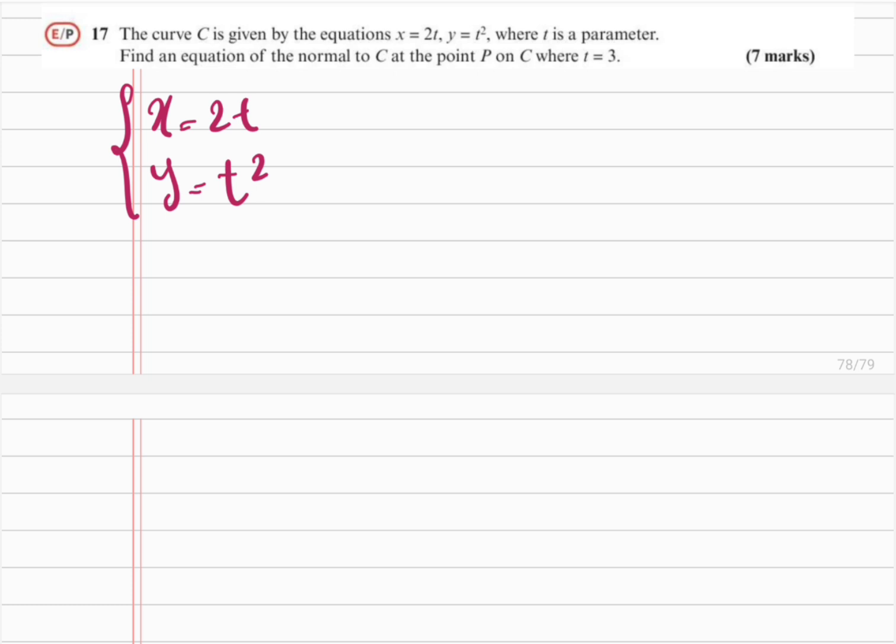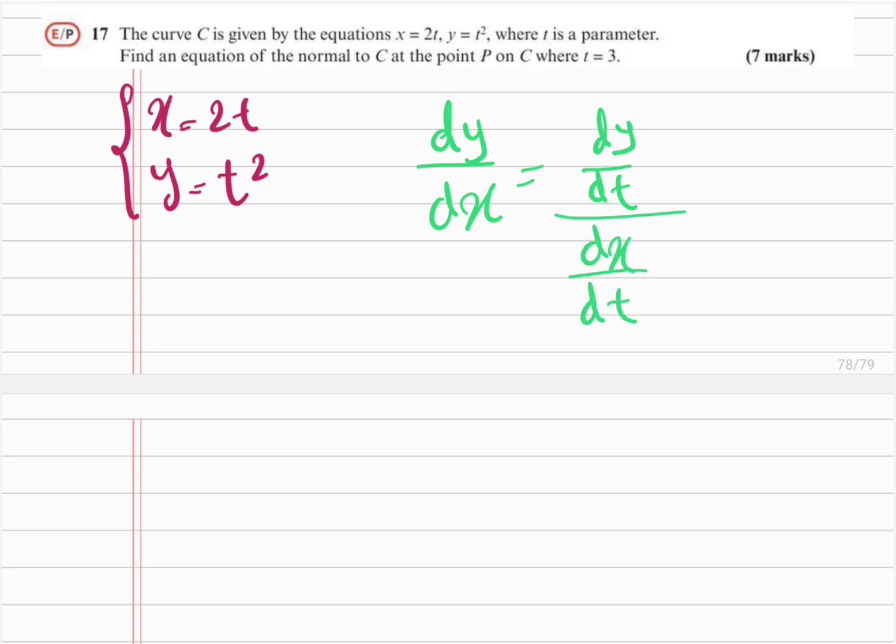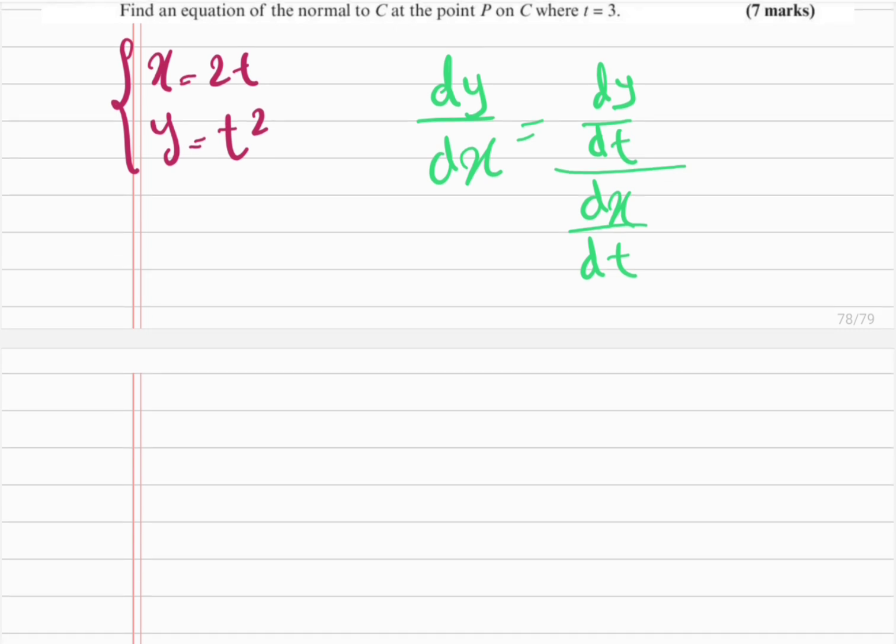And parametric differentiation basically needs us to remember this formula that dy by dx is equal to dy by dt divided by dx by dt. So this means there are two components to this formula, and we want to find each of them separately. In this question, dx by dt is just simply 2 because 2t differentiates to 2, and dy by dt, t squared differentiates to 2t.